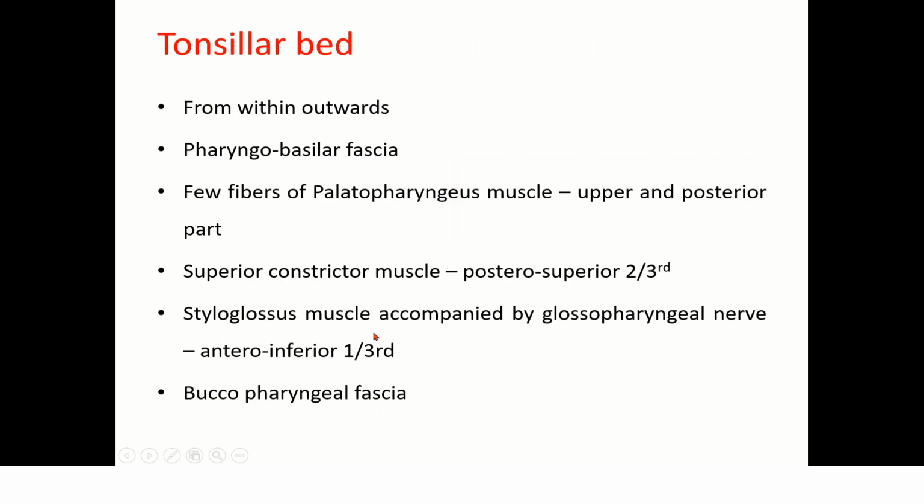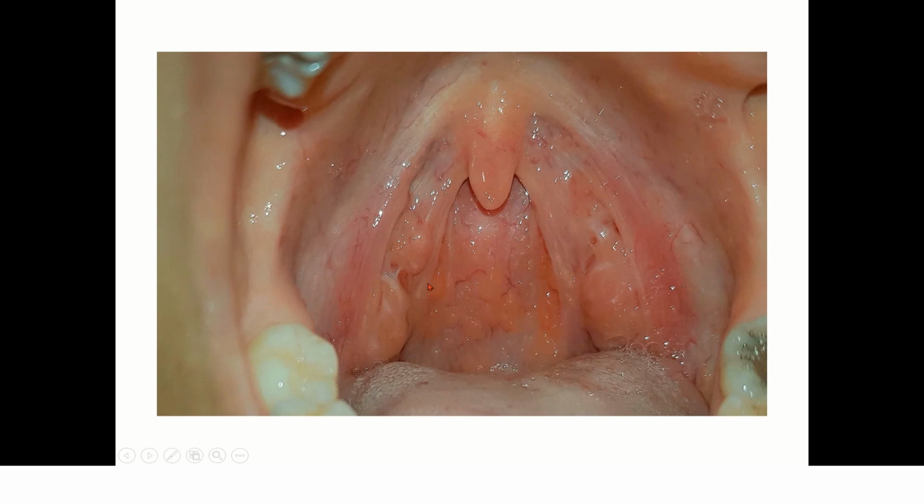So then, buccopharyngeal fascia. You can see here, this will be the palatoglossal arch. This will be the palatopharyngeal arch, and this is the tonsillar fossa. You can see this will be the apex of the tonsillar fossa, and this will be the base of the tonsillar fossa. You can see these are the palatine tonsils. This is the palatine tonsil.